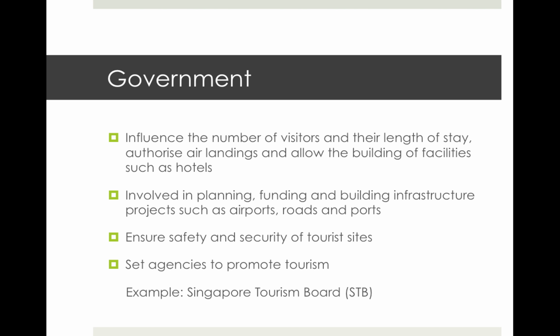Governments are also involved in planning and funding the building of infrastructure projects such as airports, roads, and ports. Now, when you take a look at airports and ports, airports allow tourists to come and visit that country through air. While ports, on the other hand, particularly seaports, allow tourists to visit that country through cruise ships or maybe small scale boats. An example of an airport is Changi Airport.